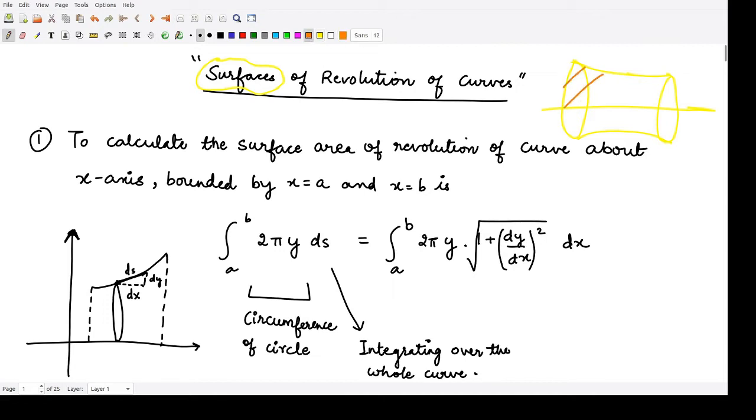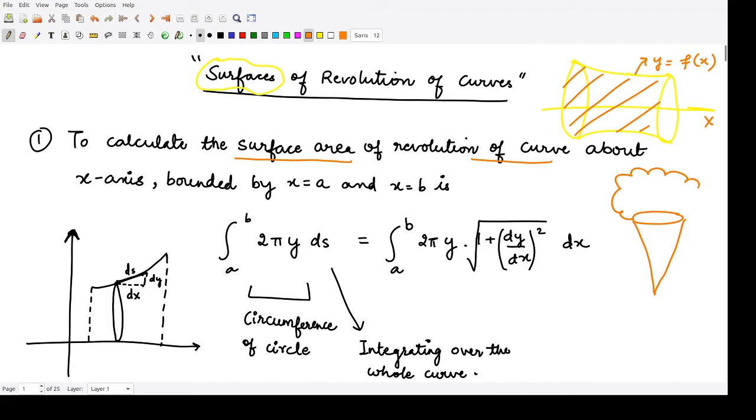This is the solid which is obtained by revolving one particular curve, y is equal to f of x, about this axis. This is the x-axis. Now the next thing is, how can you calculate the surface area of revolution of this curve? Suppose you have one ice cream cone with you. Say this is the cone that you have, and you have some ice cream here on the top of it, right?